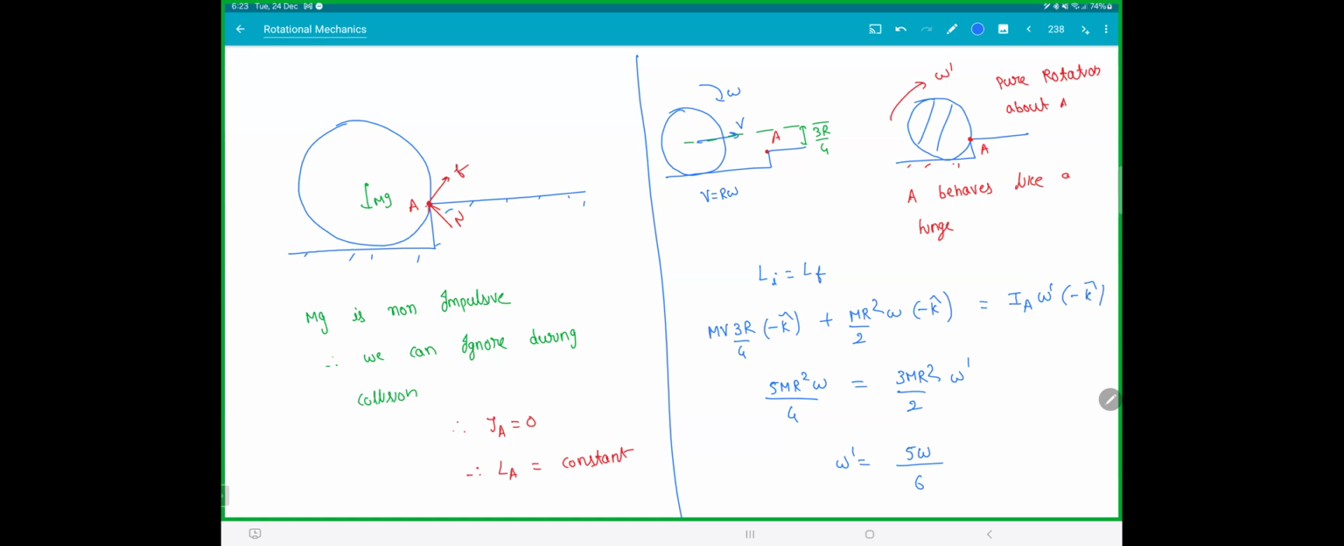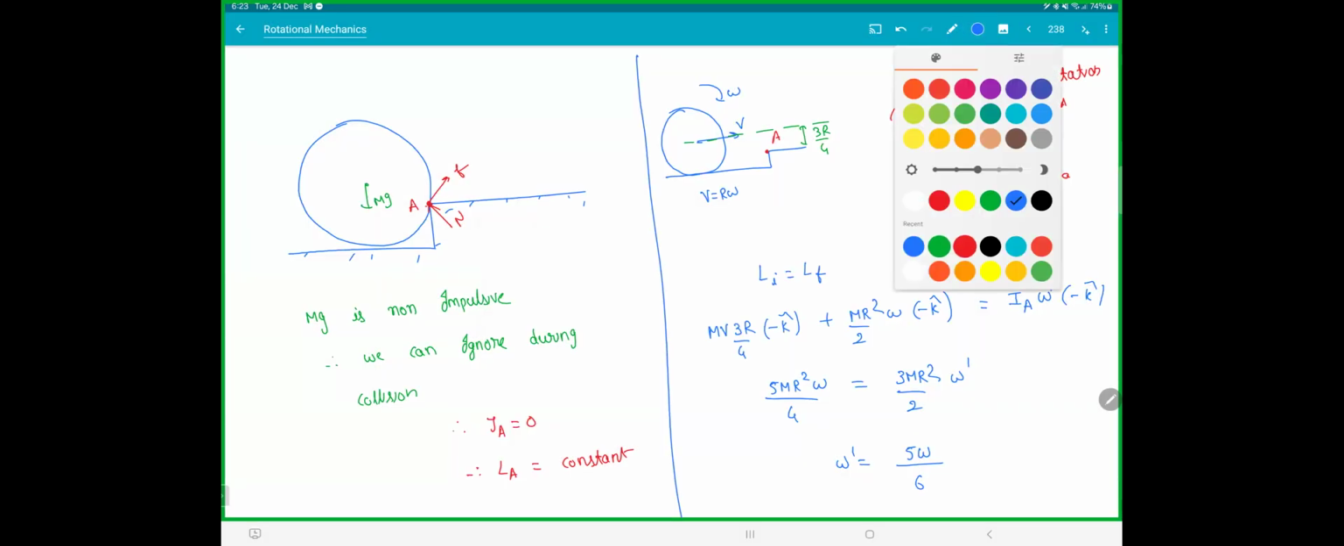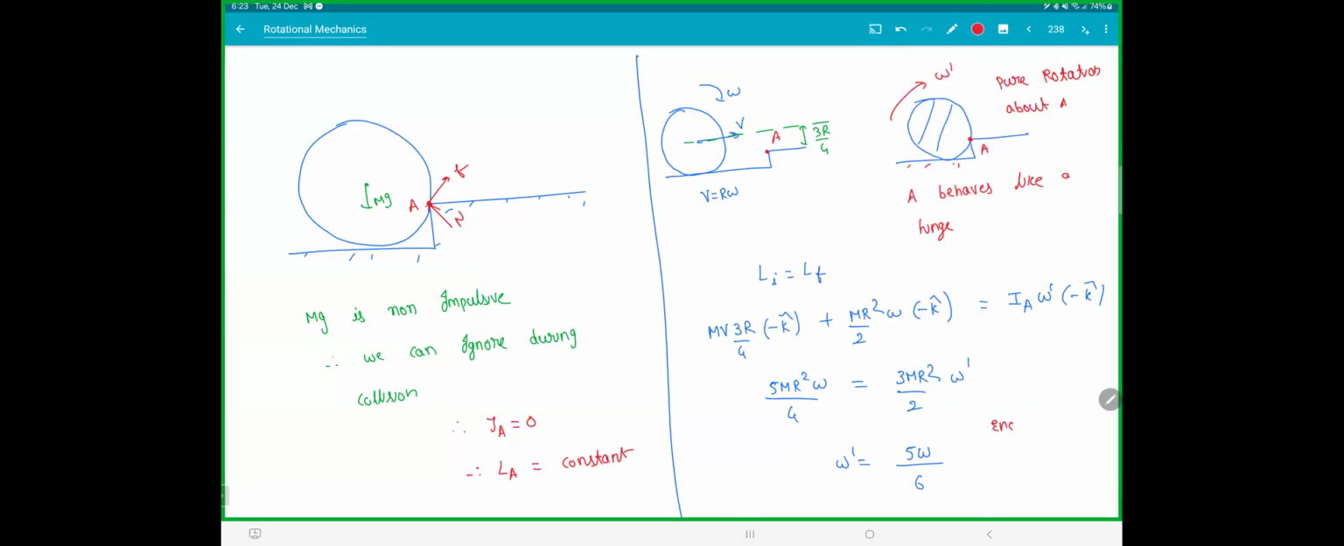Now, after the collision is over, energy is conserved, isn't it? Once the collision is done, energy is conserved after collision. So during collision, you can't conserve energy.